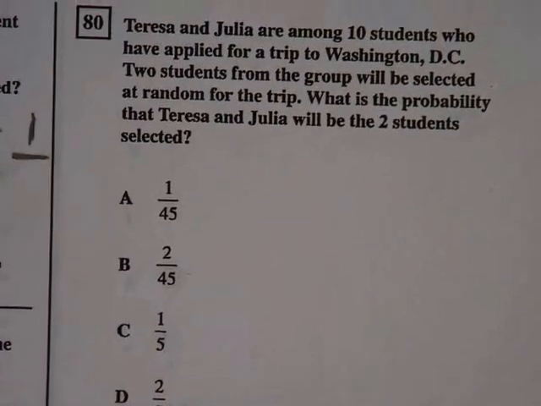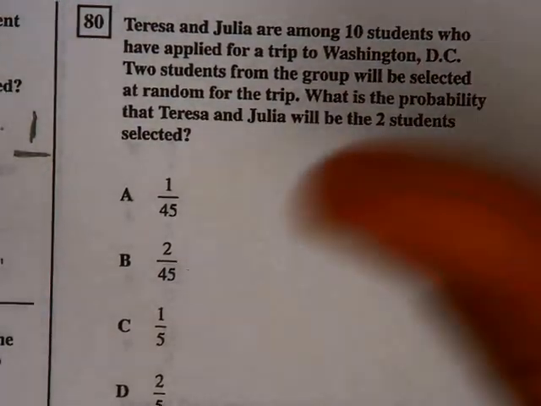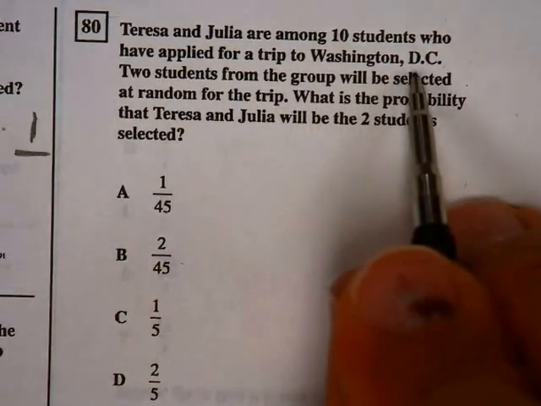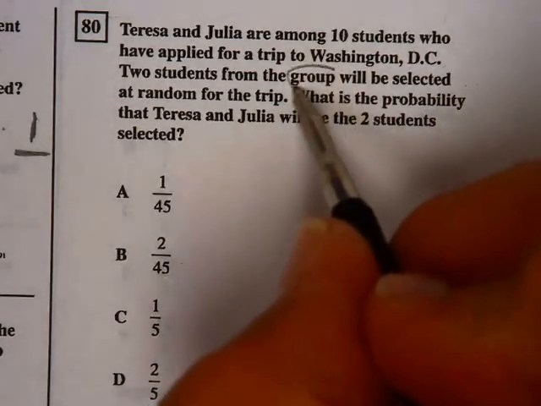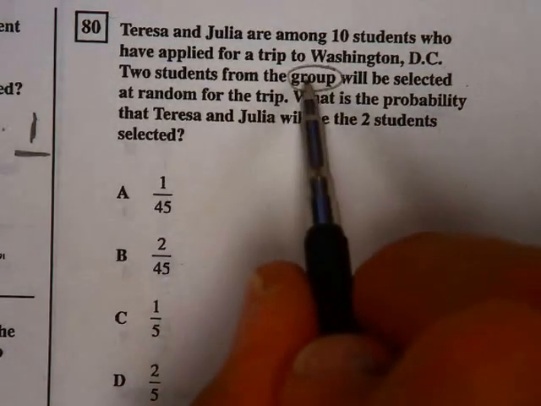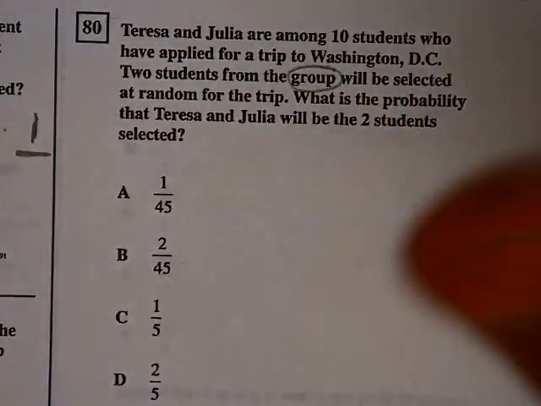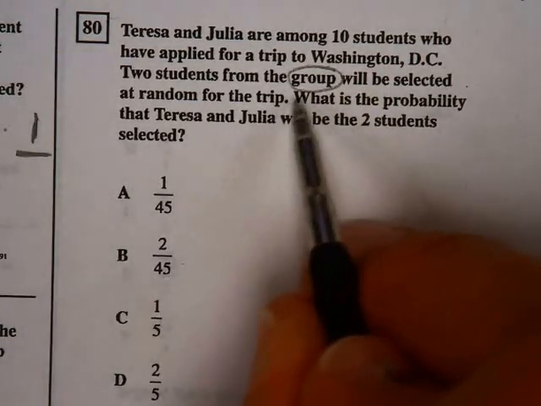But when you look at something like this, I want to do 79 and 80 together because they sort of apply. Teresa and Julia are among 10 students who have applied for a trip to Washington, D.C. 2 students from the group will be selected at random. Okay, so there's only 2 that are going. Okay, there's no order that matters here.